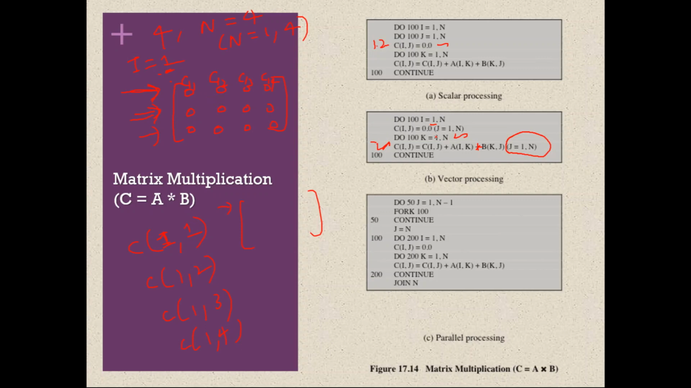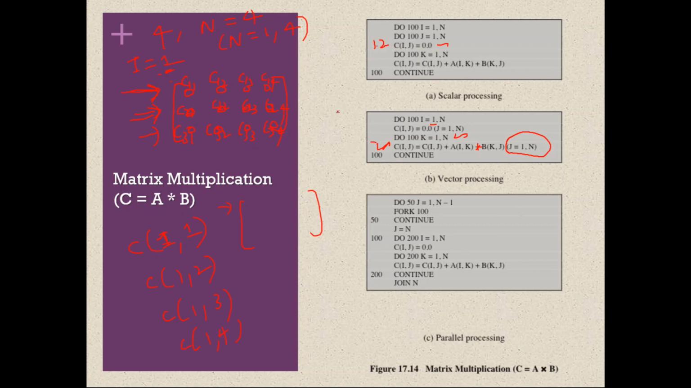Similarly, when I is 2, all these things will be calculated: C21, C22, C23 and C24. When I is 3, these things will be calculated: C31, C32, C33 and C34. Right? Okay. So this is how vector processing works.